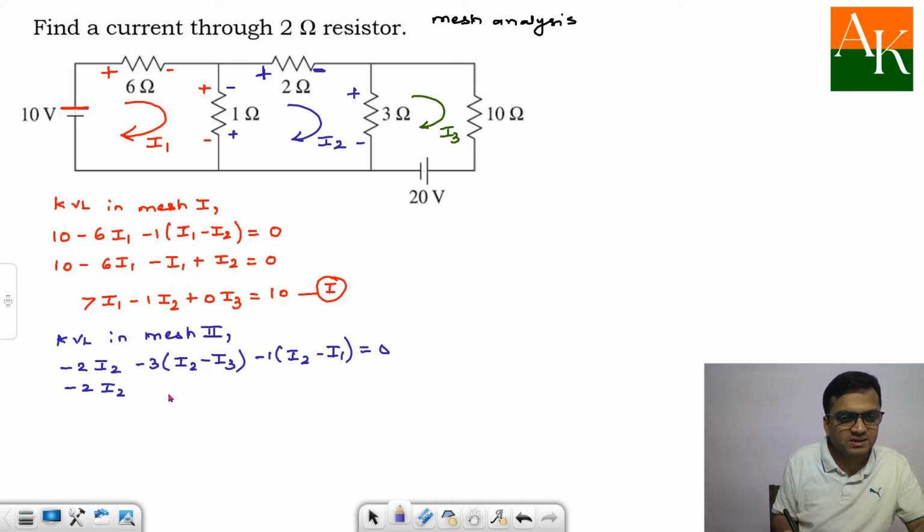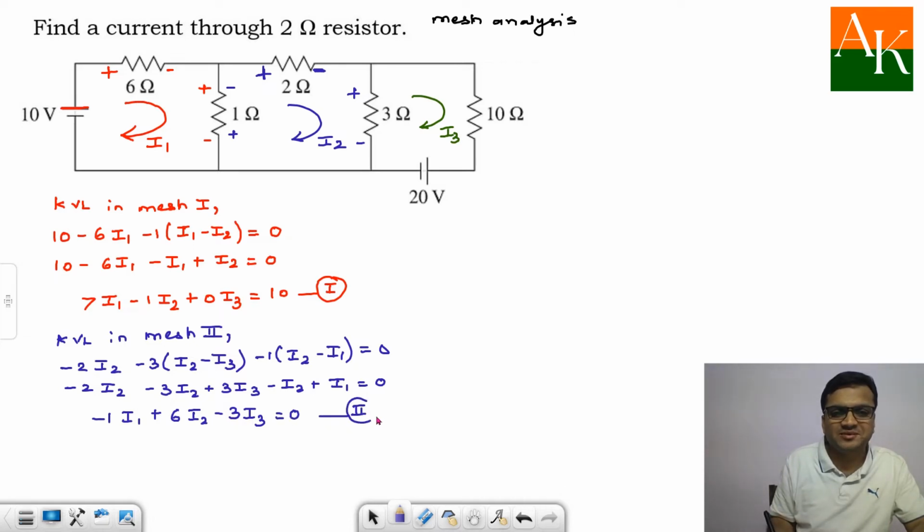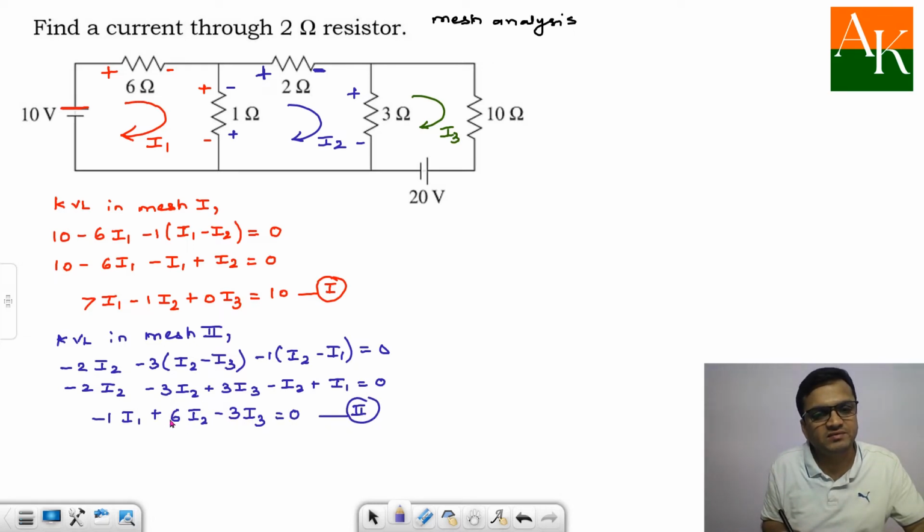After solving, you will get minus 2 I2 minus 3 I2 plus 3 I3 minus I2 plus I1 is equal to 0. I will write down these terms and I will get minus 1 time I1 plus 6 times I2 minus 3 times I3 is equal to 0. This is my nice format. The coefficient of I2 I prefer to be positive, and the coefficients of I1 and I3 turn out to be automatically negative because the currents through them are in opposite direction.